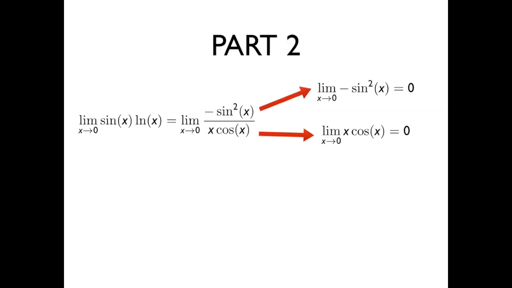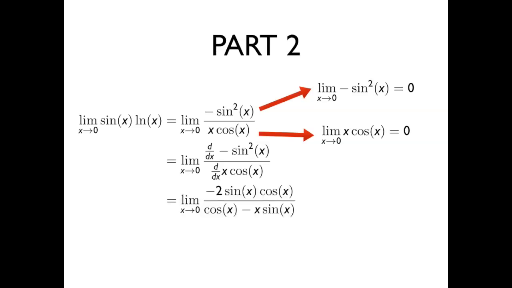So we're going to have to apply L'Hopital's rule again to this to take the derivative of the top and bottom separately. Evaluating each of these two derivatives, we get minus 2 sine x cosine x on the top, and on the bottom we get cosine x minus x sine x.